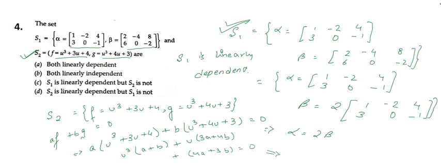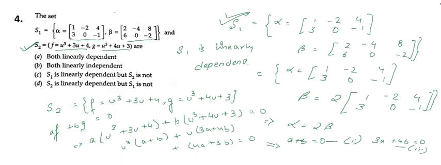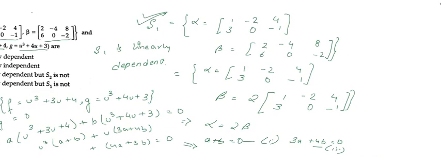So from this we can say a plus b equal to 0. This is our first statement. Now 3a plus 4b equal to 0. This is our second statement. And our third statement will be 4a plus 3b equal to 0. So this is our third statement.